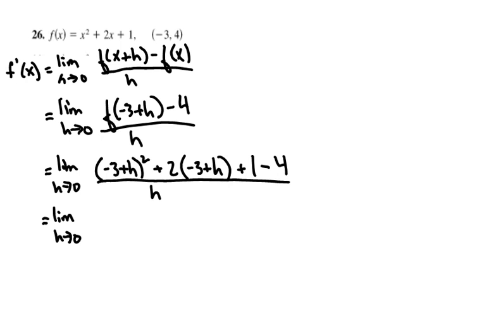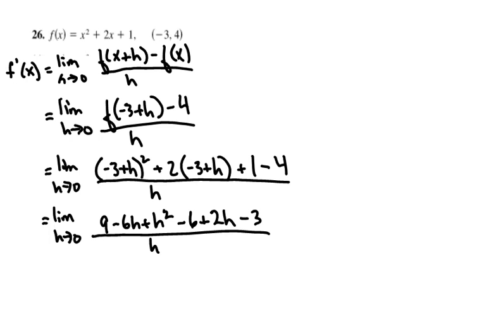When I expand out the parentheses and the exponents, remember that negative 3 squared is positive 9. So negative 3 plus h quantity squared is 9 minus 6h plus h squared. Then I'm going to have 2 times negative 3, which is negative 6, plus 2h. And then at the end, I'm going to have 1 minus 4, which is negative 3. Again, all over h. When I simplify all those constants, I have 9 minus 6 minus 3, which is just 0. And everything else has an h.